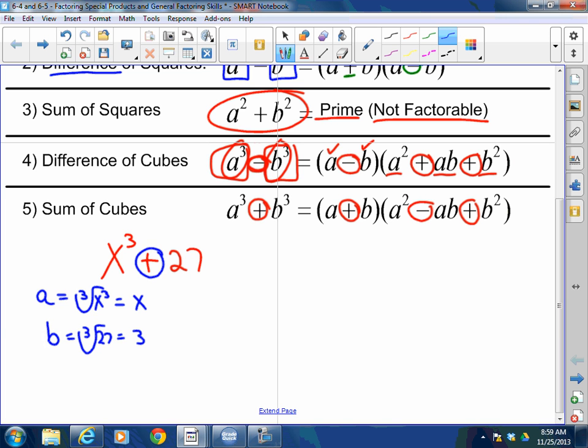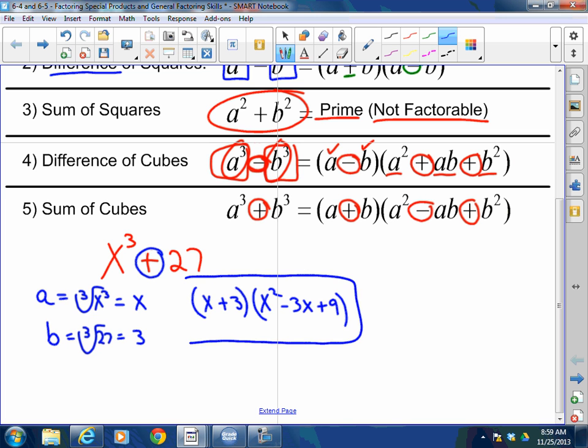And it's a plus here, right? So follow the formula: A plus B times A squared minus AB plus B squared. You're done. Have a good day. Bye-bye. Does that make sense? Because now we're going to practice.